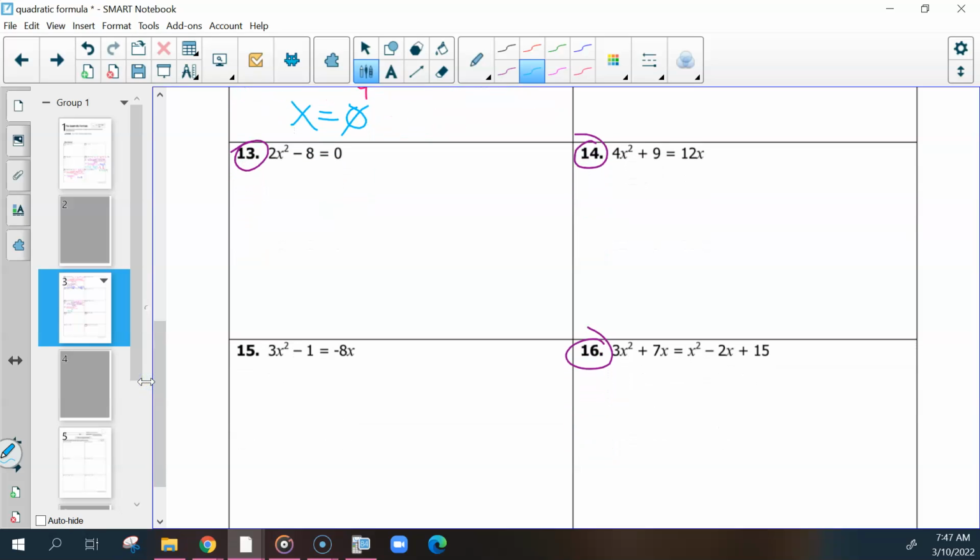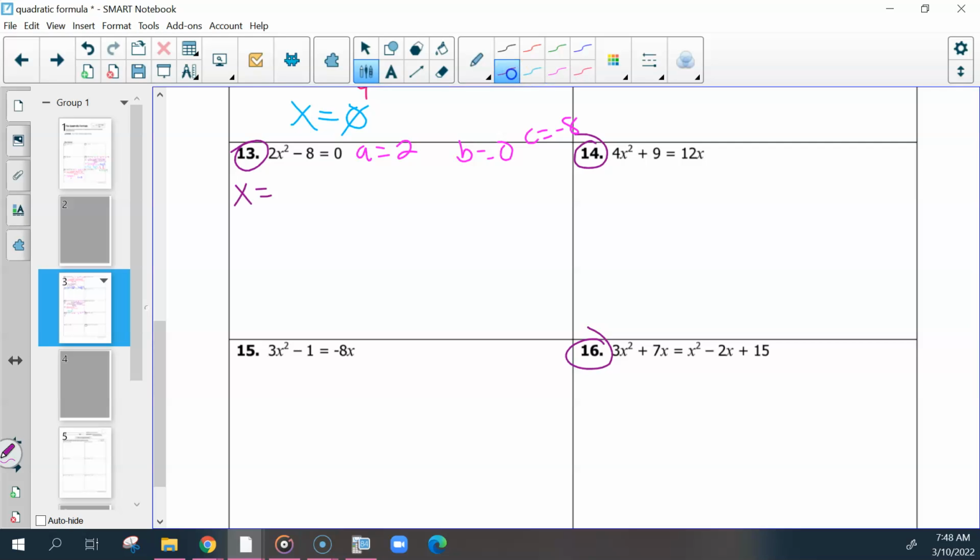So starting with number 13. What are our A, B, and C values? 2. Negative 8 is B or C? It's C. What is B? 0. We don't have one. So keep that in mind when you go to put things in that you don't have a B value, so your answer is going to have zeros in place. Still put the zeros in.